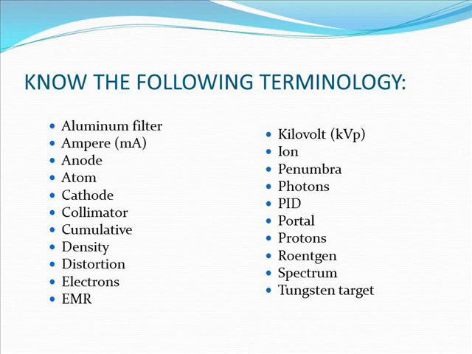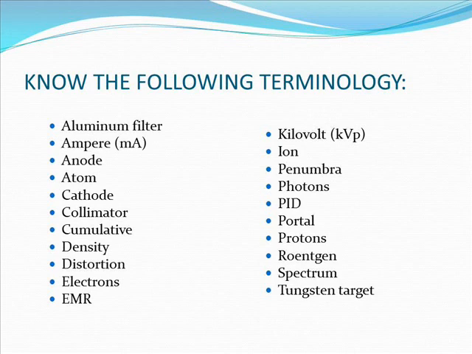Density, again, is referring to two different things: density of the film or density of an object. If we're talking about density of the film, it's the darkness or blackness on a film. If we're talking about density of an object, that's the thickness of an object, and that'll show up white on an X-ray. Distortion means it doesn't look like it really does, so it looks different on the X-ray than in real life. It's distorted, it's different.